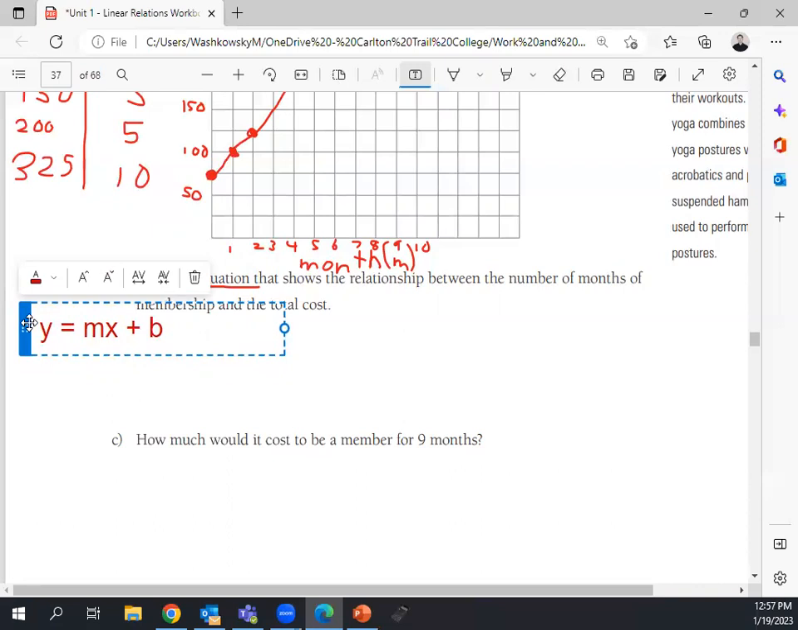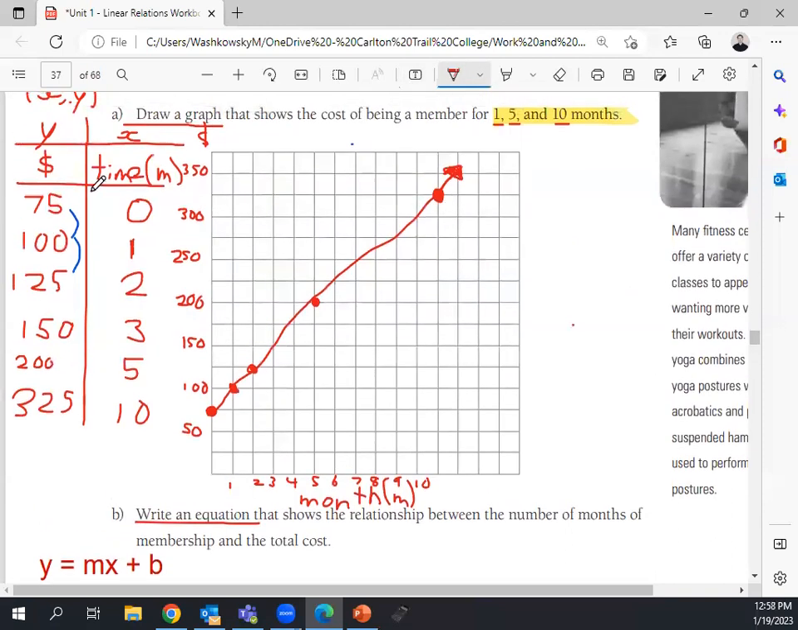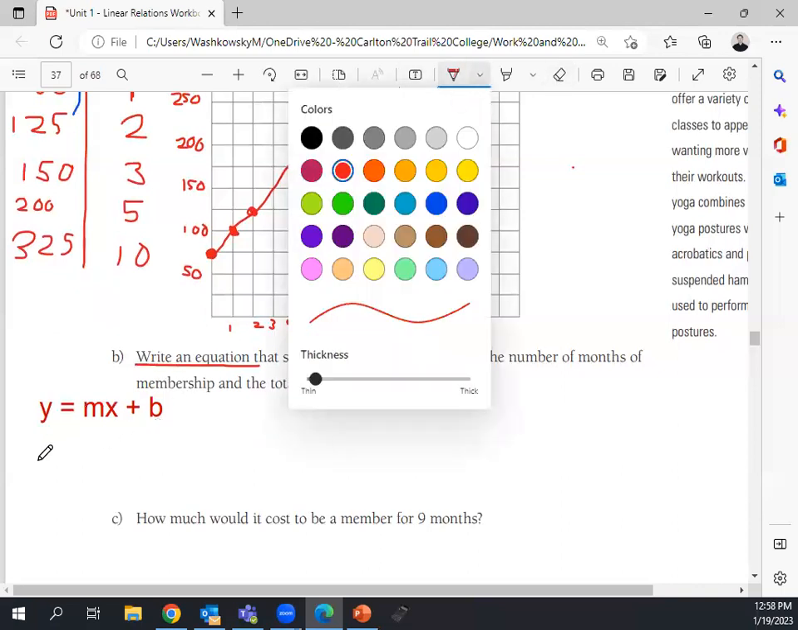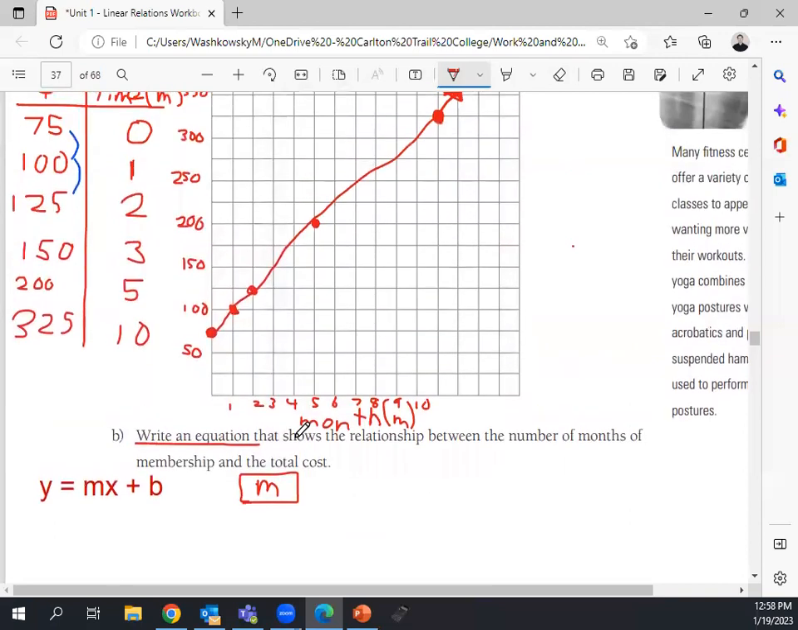Step 2 is I need to substitute what I know. I don't know this stuff, do I? So now this is where it gets hard. I need to look at this information and I need to figure out what the M is, what the slope is, and what the y-intercept is. So how can I figure out? So I'm gonna put this here. So I'm gonna do M. That's my slope. How can I figure out what my slope is?